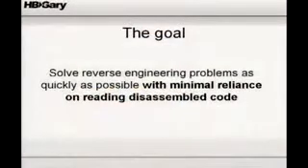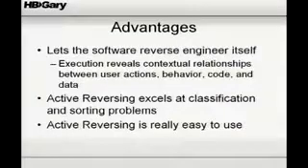So the goal is very simple. We want to solve reverse engineering problems as quickly as possible and minimize the reliance on reading disassembled code. Now, how is this going to work? The basic premise of active reversing is that the software is already going to reverse engineer itself. It does it as it runs anyways. It has to. That's how it works.